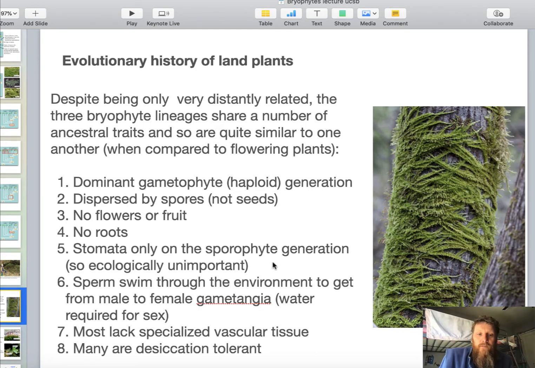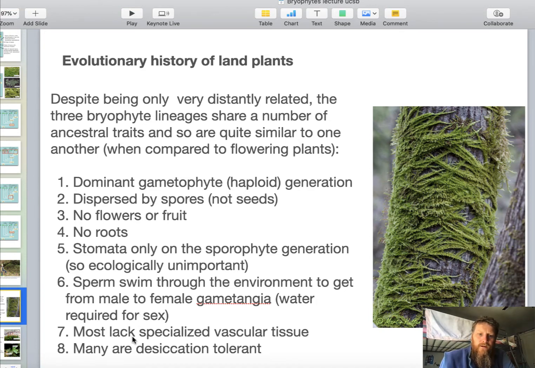Sperm swim through the environment to get from male to female gametangia. Basically, the sperm get broadcast into water, and then they swim through a film of water to the female gametangia. This is one of the reasons, not the only reason, why you tend to see mosses in wet places: they need liquid water for fertilization. Again, this is something that ferns and lycophytes also do, but the evolution of a seed makes that unimportant for the seed plants.